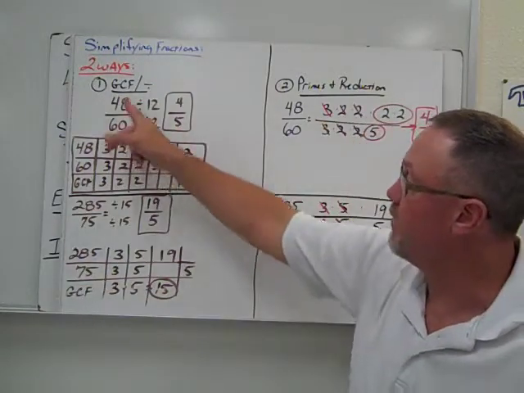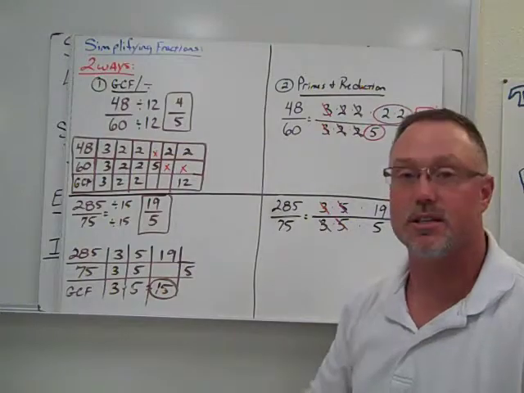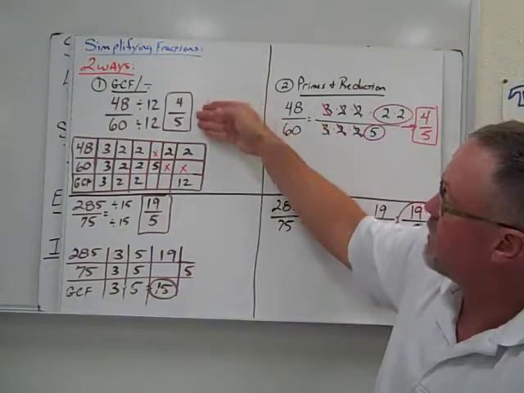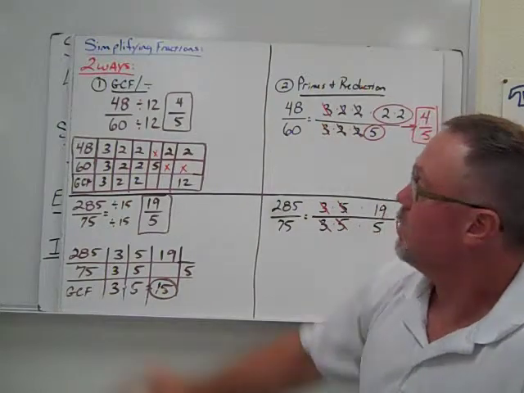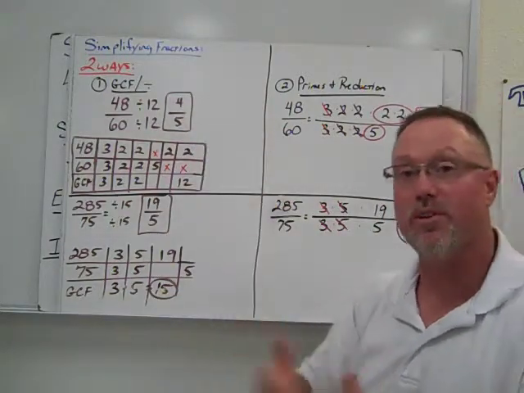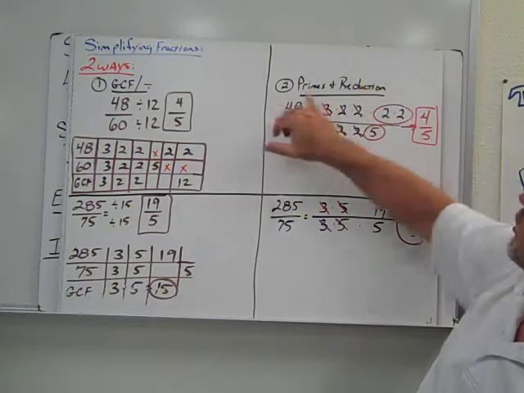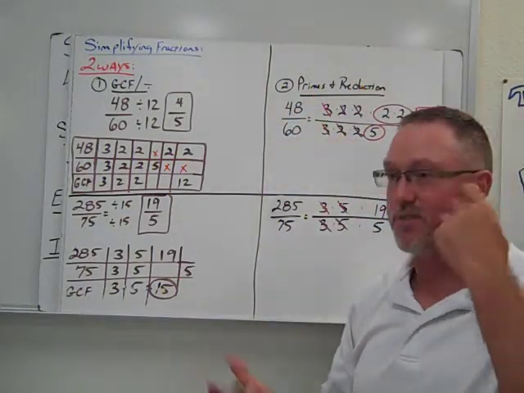We would divide that into 48 and 60. So do whatever you do to the top, you have to do the bottom. So that's 4/5 as a reduction. So we're dividing. When we divide, we make things smaller. Okay?